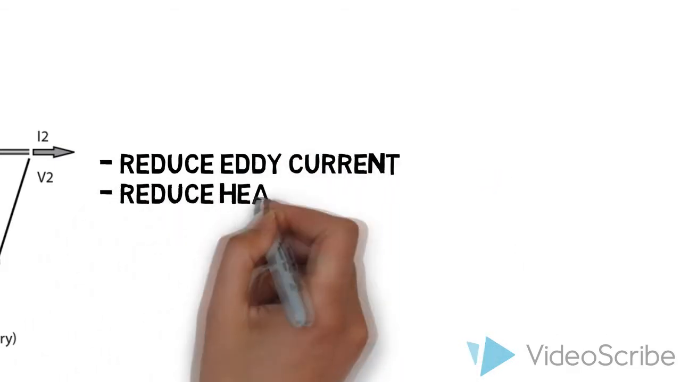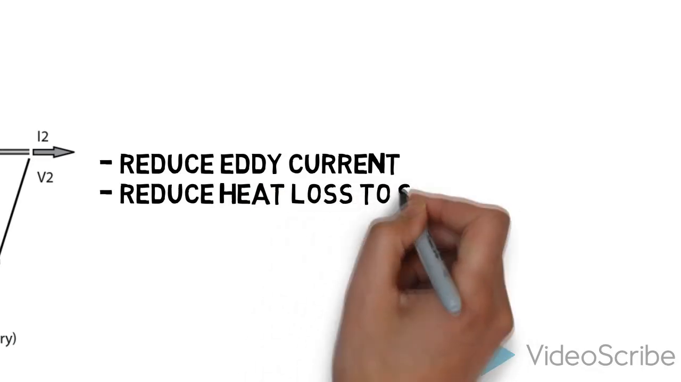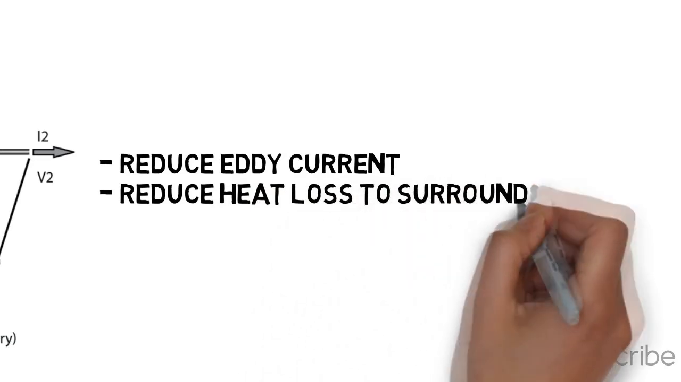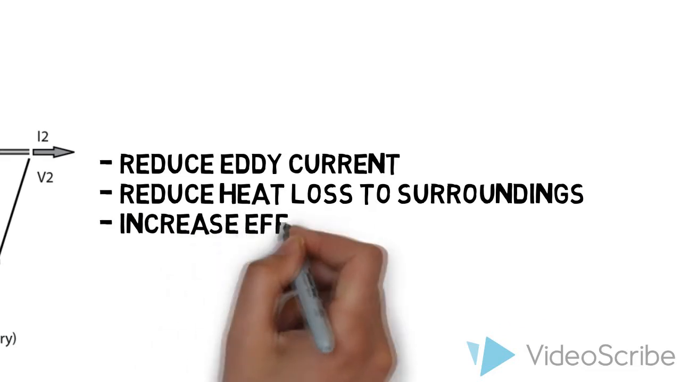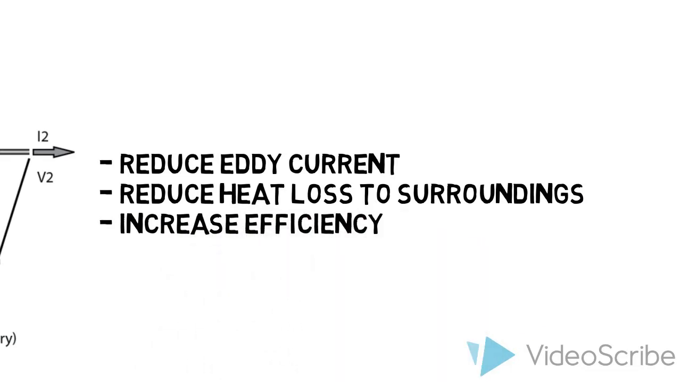Right. So secondly, we can also reduce the heat loss to surroundings, because the laminate is a heat insulator, which makes it harder for heat to escape. And because of this, the efficiency of the transformer will increase.